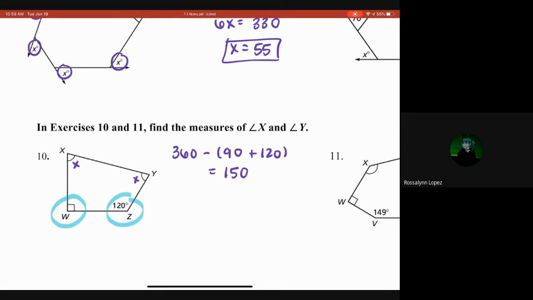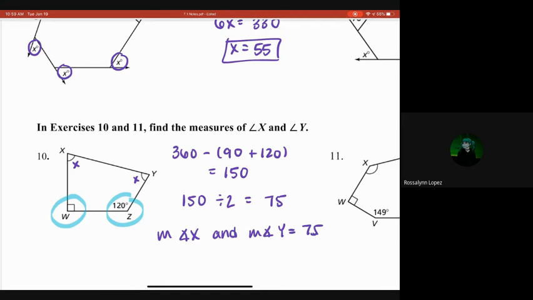Oh, that's a great question. Once I find 150, what can I do to 150 to figure out what angle x and y are if they're congruent? Trey? Divided by 2. They're equivalent, right? Yeah, they have the little arcs. X and y are marked as congruent, so you can just take that, split it in half, and each one should be 75. So the measure of angle x and the measure of angle y equal 75.